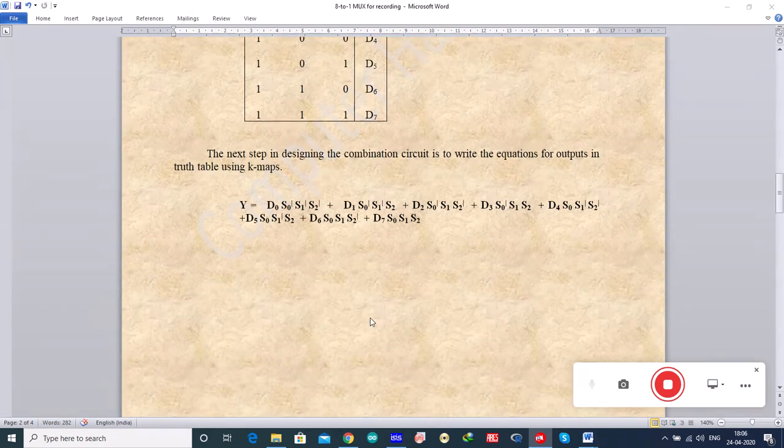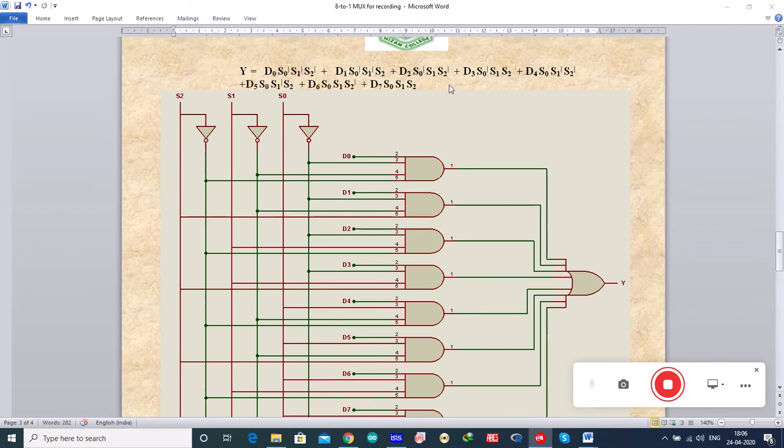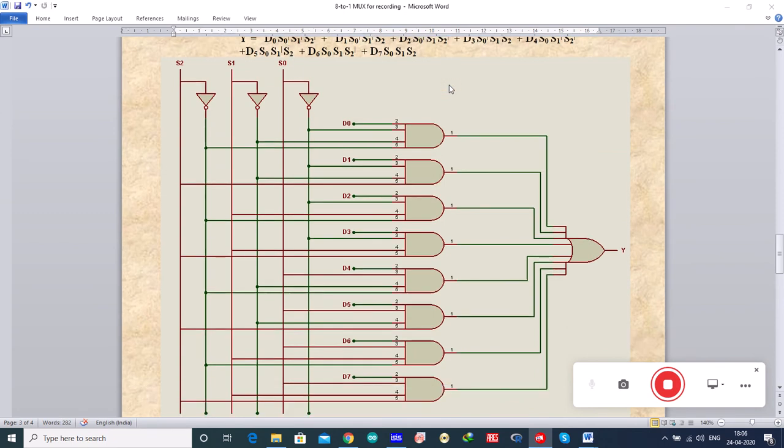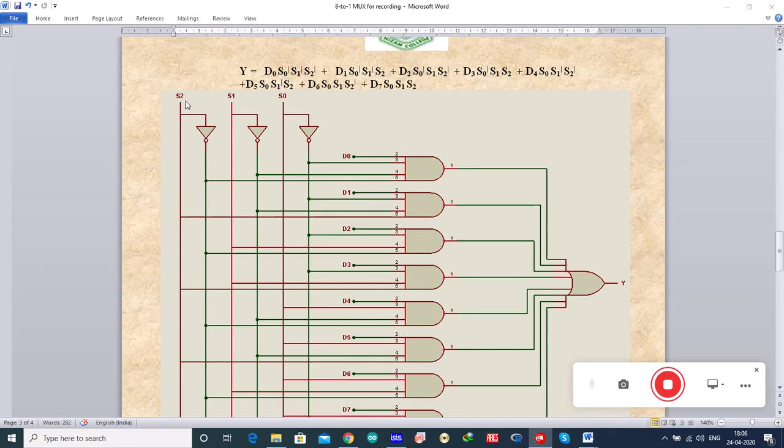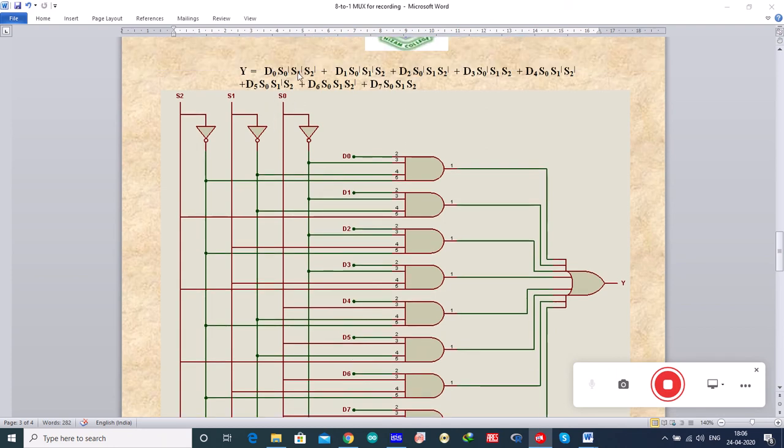Now the next step is to draw the circuit diagram using this equation. You have this equation in hand, so it is easy to draw the circuit diagram. So you have 3 select lines, S0, S1, S2, and their complemented lines also. The first AND gate is D0 into S0 complement, S1 complement, S2 complement, and D1 into S0 complement, S1 complement, and S2.